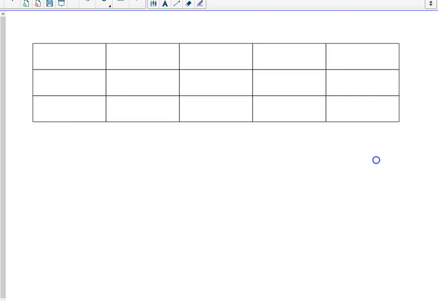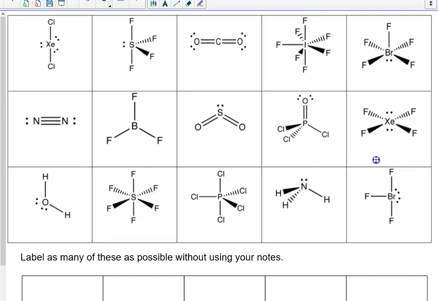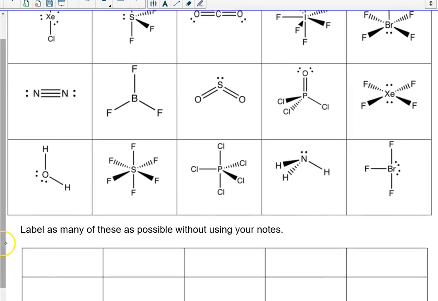Now, this box is for you, so if you want to just put initials for things, that's fine. What we're going to do is try and see what we got from yesterday, from your memory. Try not to use your notes here. Label as many of these as possible without using your notes. I'm looking for the name of the shape once again. Same as yesterday, you're just going to write the name in the grid of your box.